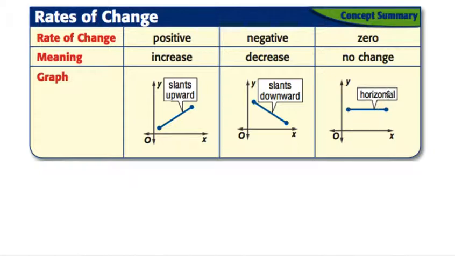We don't have a rate of change that would be a vertical line. That wouldn't make any sense. Or maybe it would be an infinite rate of change. It would not be measurable.